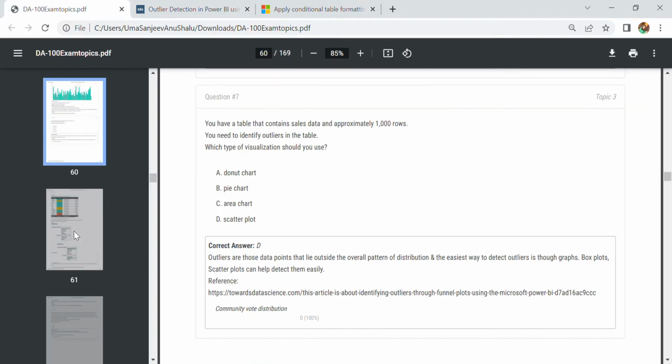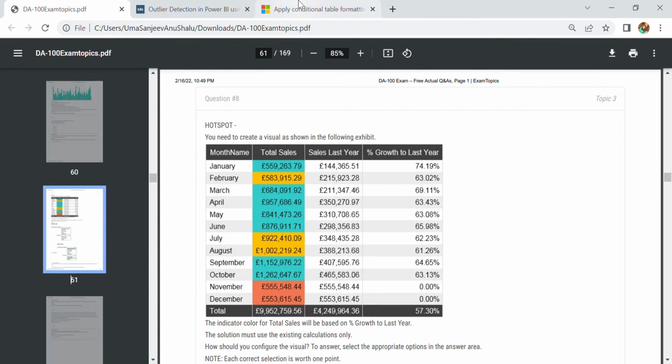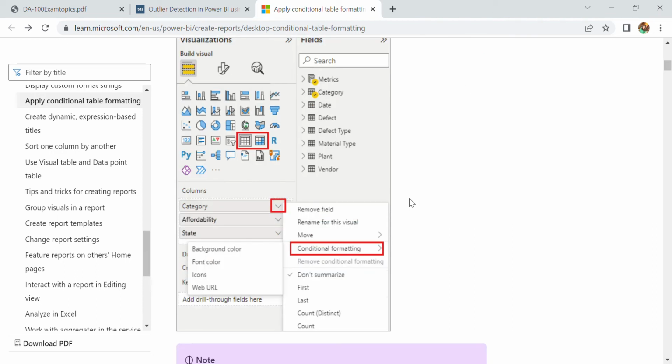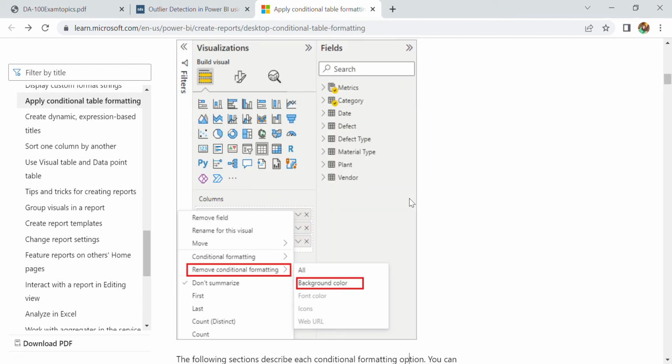The second topic is applying conditional table formatting. This is learn.microsoft.com. From there you can get each and every topic, and in this list we have conditional table formatting. So from where can you get conditional formatting? First you select a table or matrix visualization in Power BI, then you click on the visualization, then there is the conditional formatting. Now the next question is why we need this conditional formatting or background color.